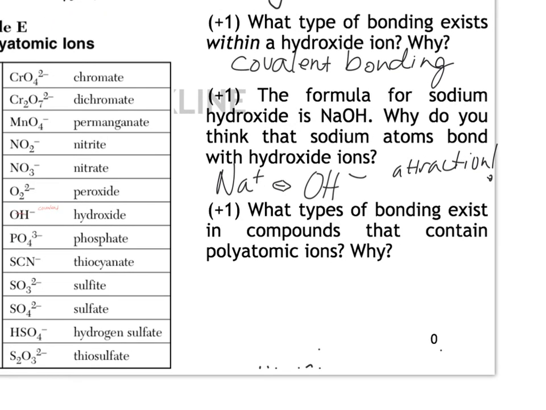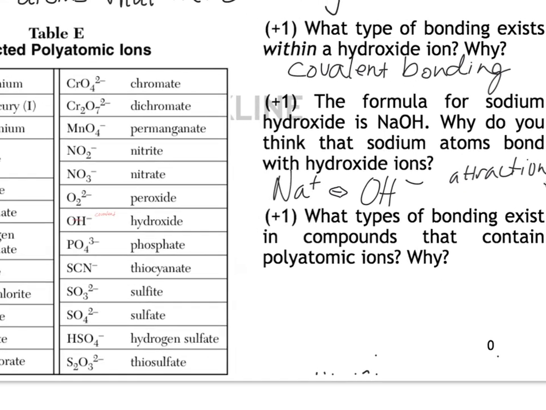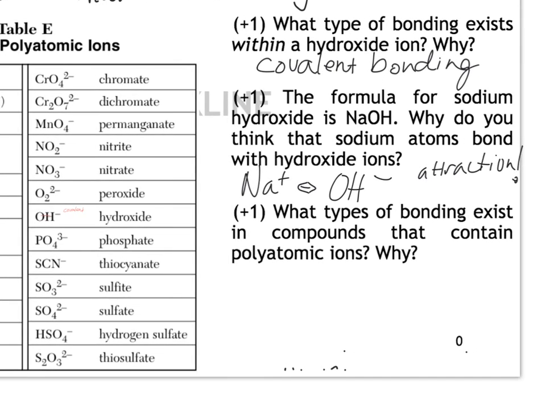And lastly, what types of bonding exist in compounds that contain polyatomic ions? Well, let me give you an example to illustrate what I mean by this. So this compound contains a polyatomic ion. This one is called sulfate. You can find it down here. It has a -2 charge, and sodium has a positive charge, so that's why they're going to bond together, because the sodium is positive and the sulfate is negative.